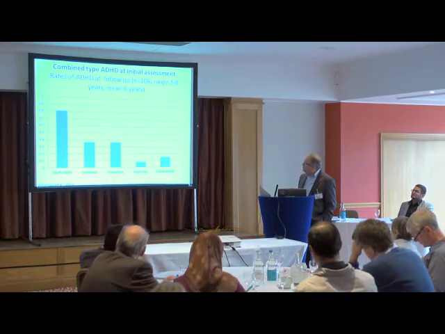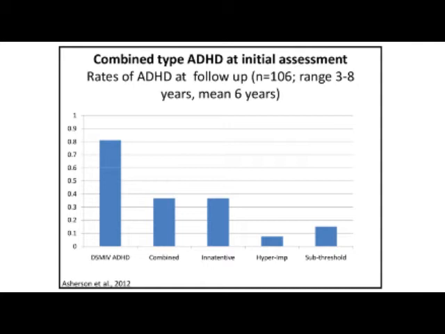And we've actually followed up our own sample of combined type children. And I don't know if I was surprised or not, but what we actually found was a much higher rate of persistence than that reported in other studies. So these are children in the UK who had combined type ADHD. And when we followed them up on average 6 years later, I haven't actually put the age range on this slide, but what you're seeing is that in young adulthood, we're still seeing 80% of them meeting full criteria for ADHD.